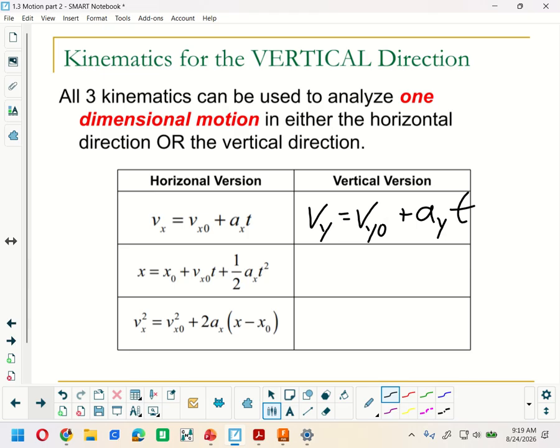Is that so bad? No, it just means we're going in the other direction. Means we're going to be going up and down. Quite often, you're going to see a lot of these in up and down.